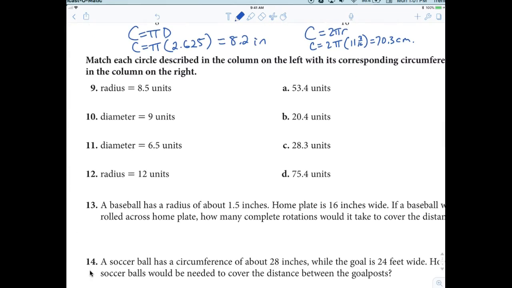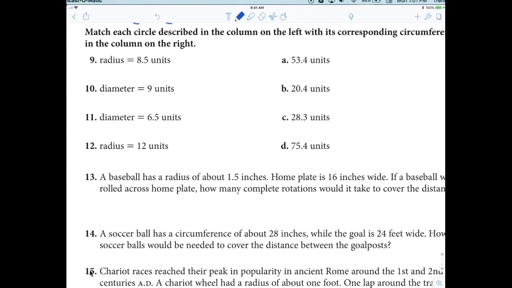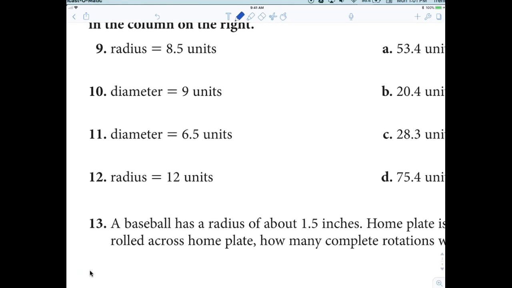All right. Now, I don't care about the matching here. Does everybody understand that? We're just going to tell me what the answer is. Over here, Kate. Number 9. What am I doing? What's the formula? C equals 2 pi r. Good. And so?